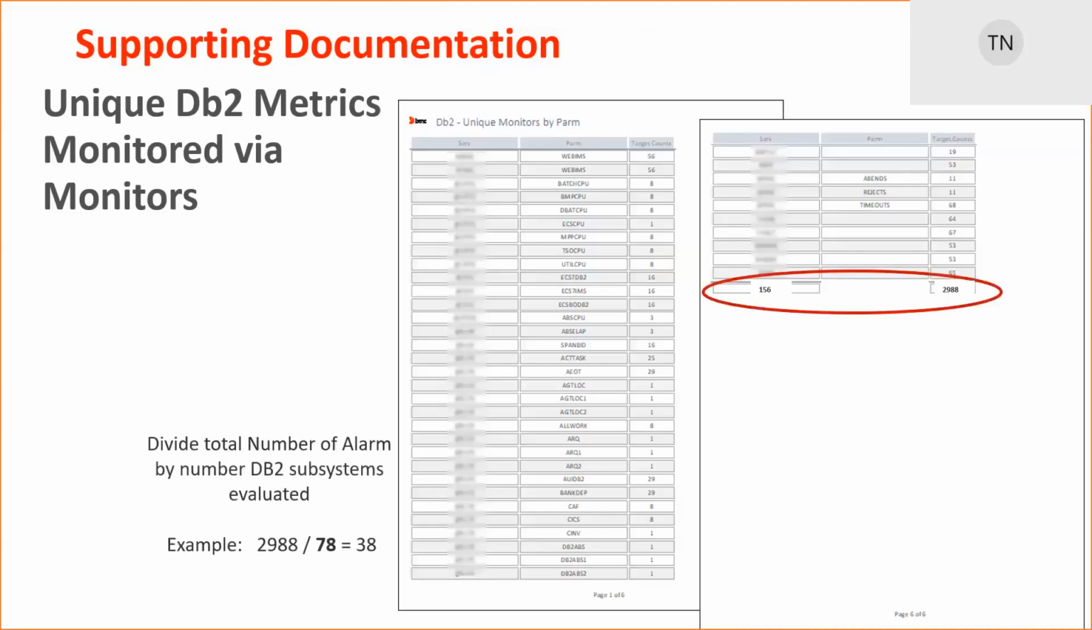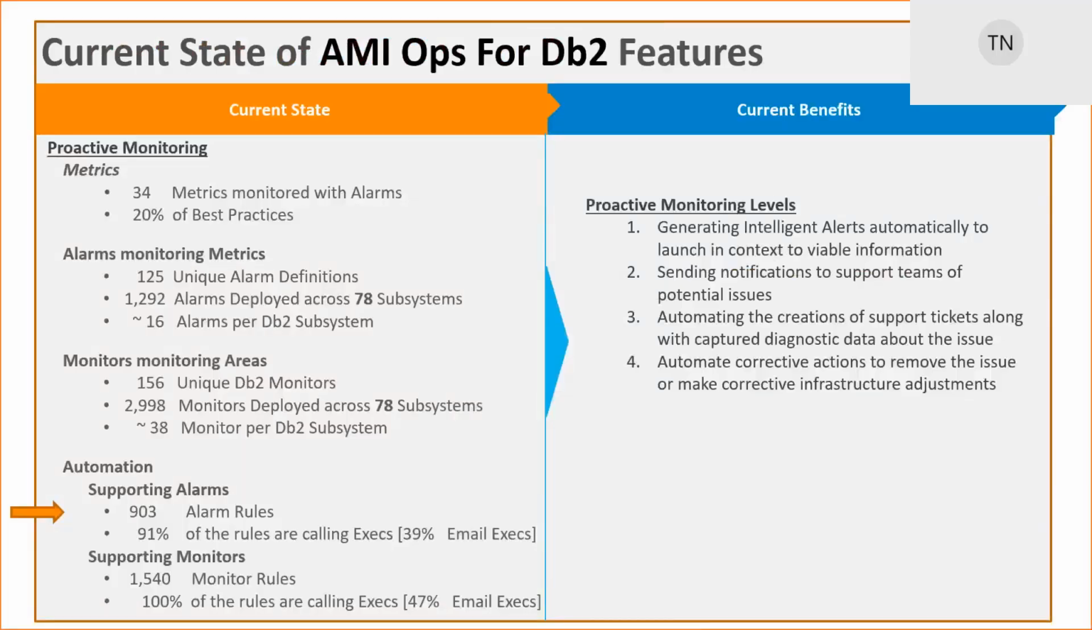And again, here's our report out of AIR, which we use to derive those numbers. We show all the same type of information. We break it down by PARMs. If there was a server and a unique PARM, we counted it. So you can now see the number of servers across all of their systems is 156 and a total of 2988. And 2988 divided by their number of subsystems is 38. So it's about 38 monitors per DB2. It's quite a few. We want to mention we'll also have best practices for monitors as well as alarms. That's coming down the pike.